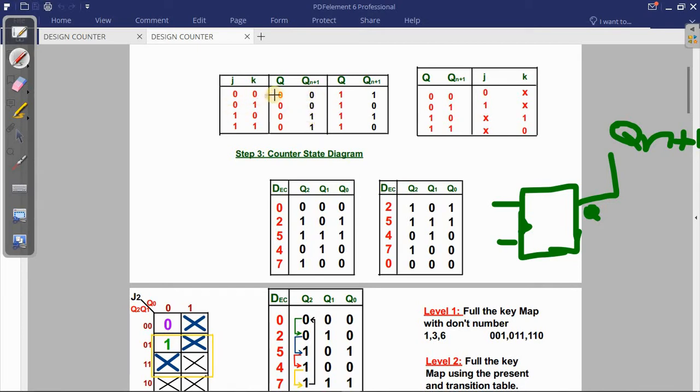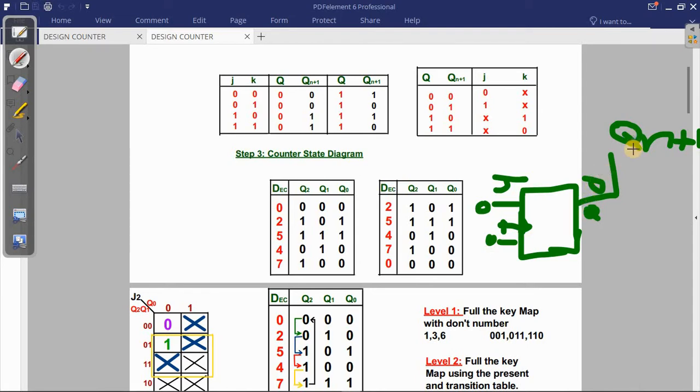So what happened for the first line? The first line we set 0 here for J and 0 for K, and then our output we put 0. What do we know from the flip-flop table? For J and K both 0, if you have 0 at Q output, what is the answer? The answer is unchanged.